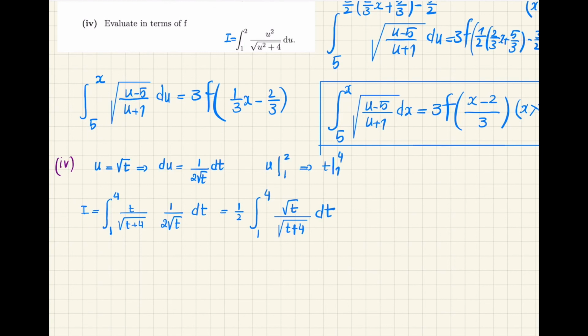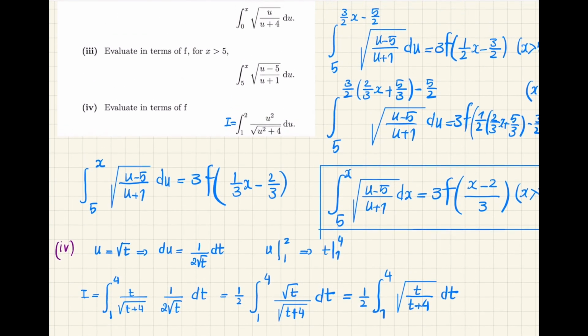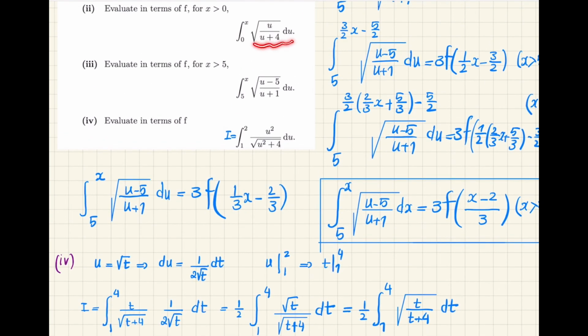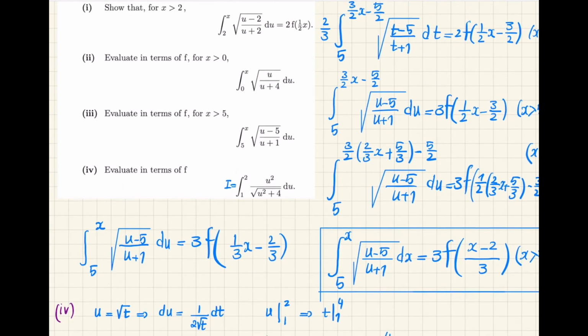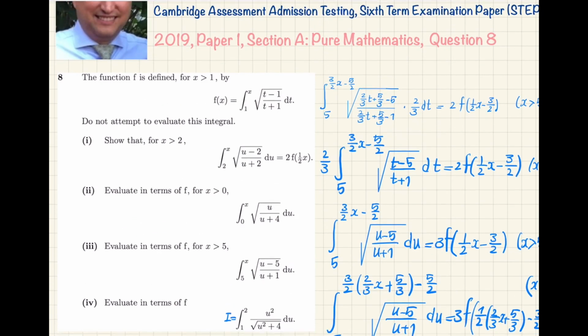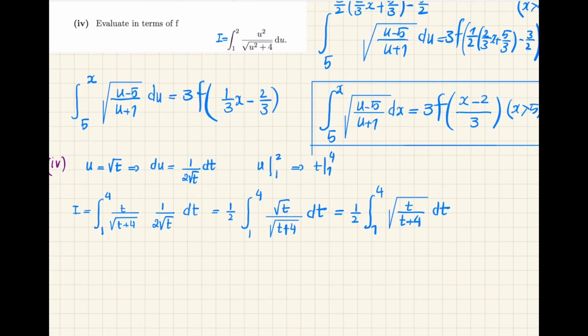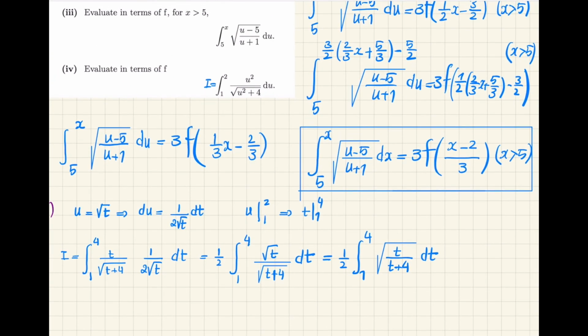And then what can I write? I can write it as 1 over 2 integral from 1 to 4. Because t is positive, I can write this expression as t divided by t plus 4 dt. Now this is completely the integrand that appeared here. Of course, the name of the variable is irrelevant for a definite integral, so this is exactly this expression. Let us see if I have it here. I can go to the other page and see what is going on here.